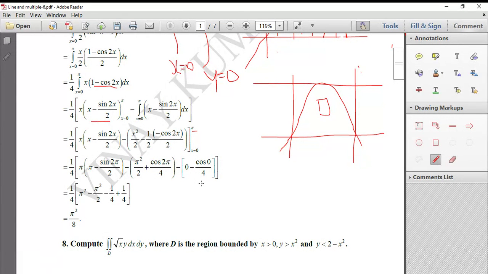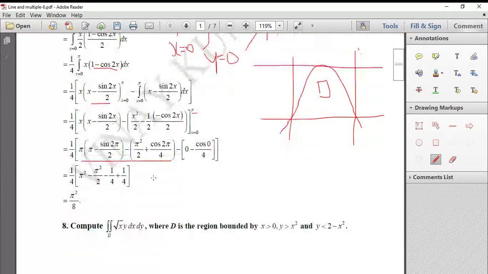Cos 0 by 4, right? Upper limit minus lower limit. When you apply the lower limit, this is minus into minus into minus. That's why minus is coming. Cos 0 by 4. Now what is your sine 2 pi? 0. So 0. Pi into pi, pi square. Minus pi square by 2.